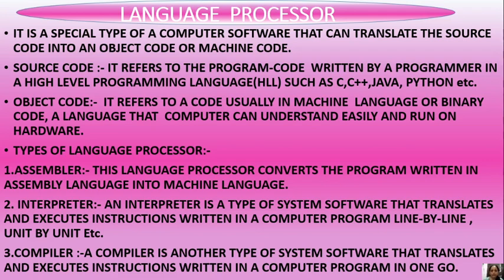If you are writing a program, then you finish the program. After that, the compiler will check all the errors. But in case of interpreter, it will check line by line. While you are typing the program, it will check the instructions line by line. So this is the difference. The interpreter will check the program line by line, and the compiler will check the program in one go.